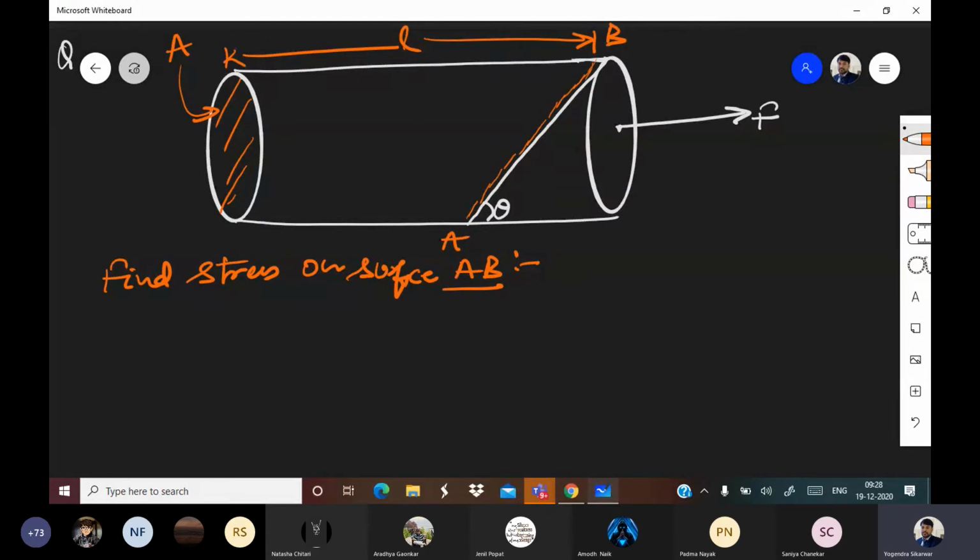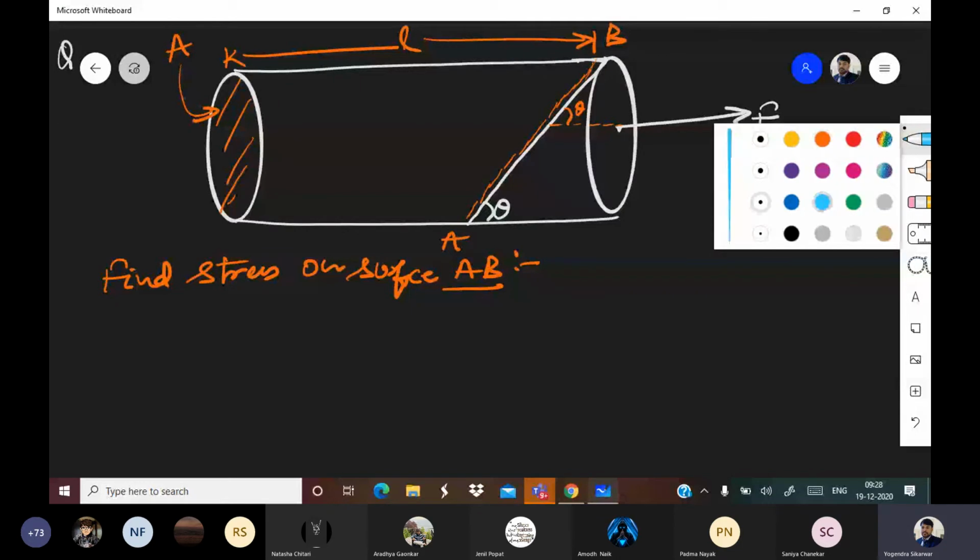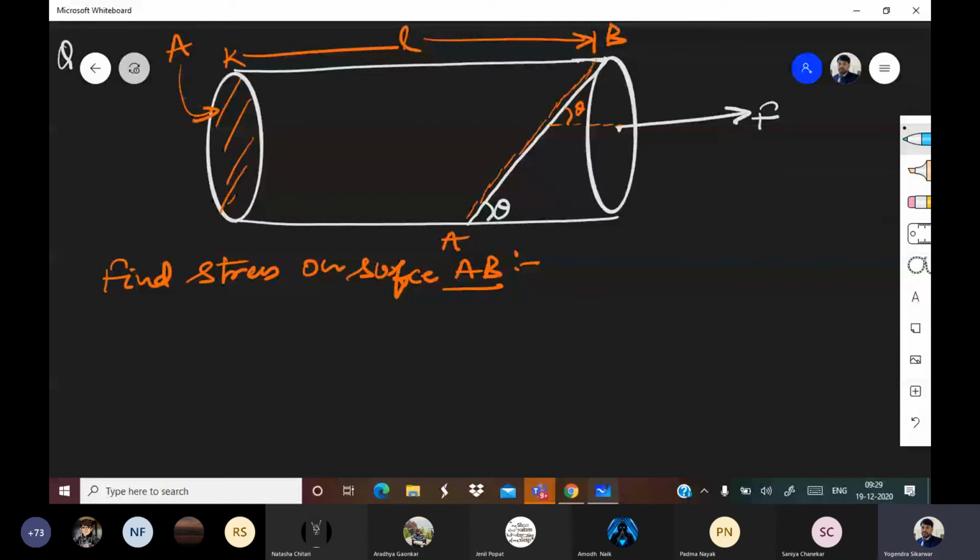If I extend this further, then this angle and this angle is theta, right? Okay. And we are trying to find, what are we trying to find? We are trying to find stress. So stress means we have to find the perpendicular force. So if this is F, then this will be F sine theta.